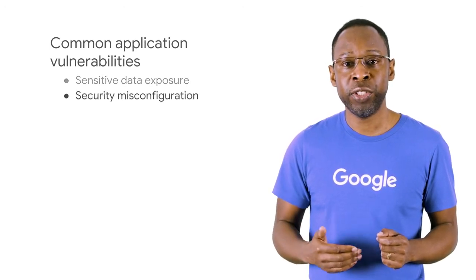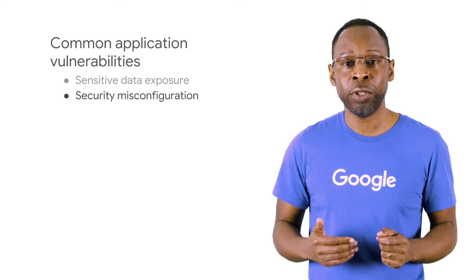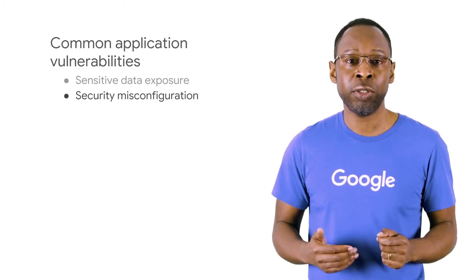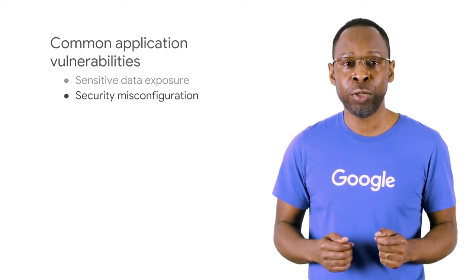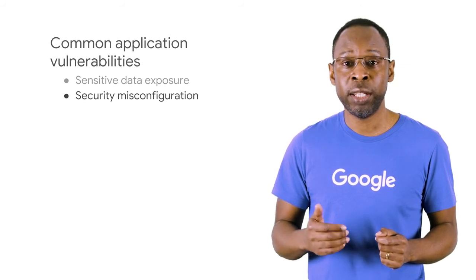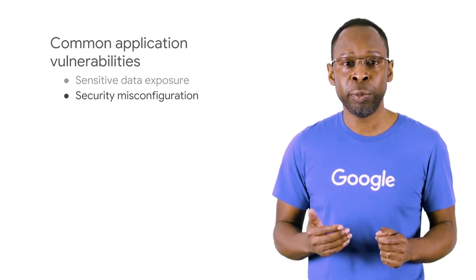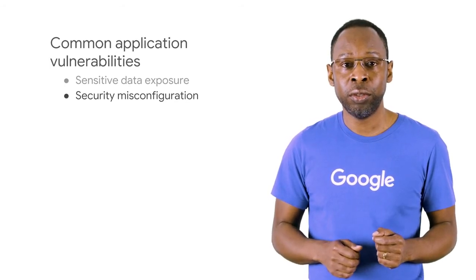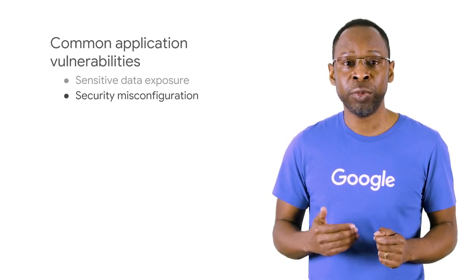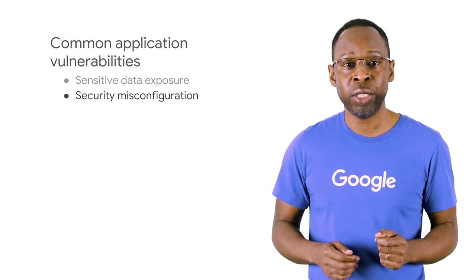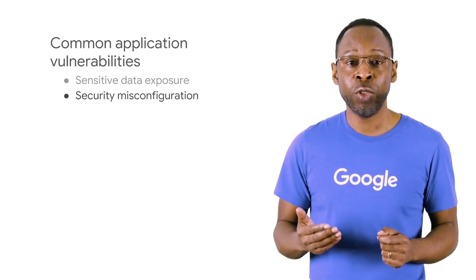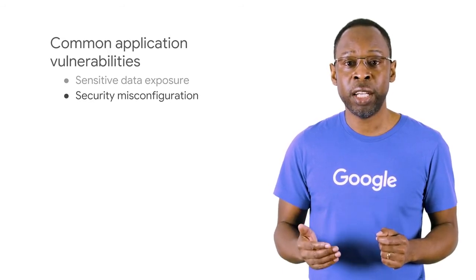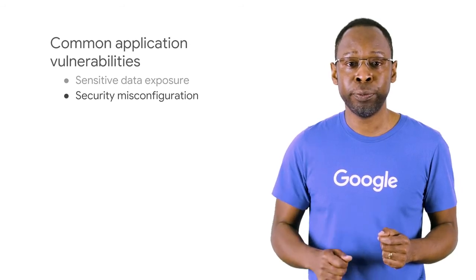Security misconfiguration is commonly a result of insecure default configurations, incomplete or ad hoc configurations, open cloud storage, misconfigured HTTP headers, and also verbose error messages containing sensitive information. Not only must all operating systems, frameworks, libraries, and applications be securely configured, but they must also be patched and upgraded in a timely fashion in order to keep them secure.